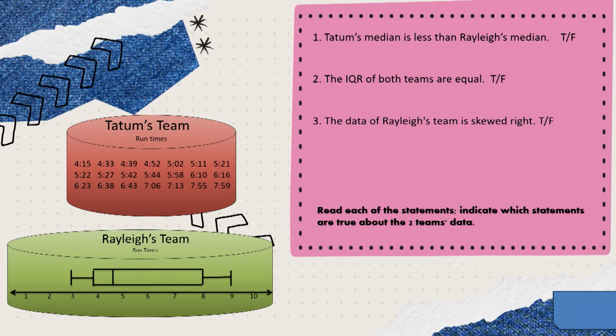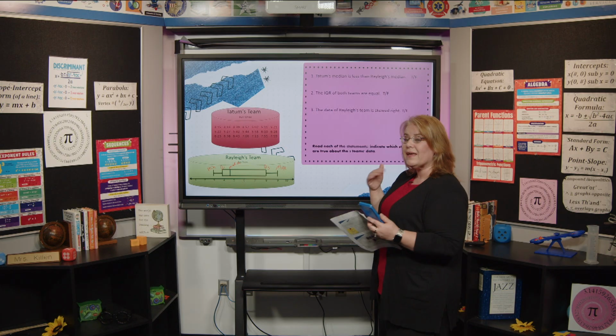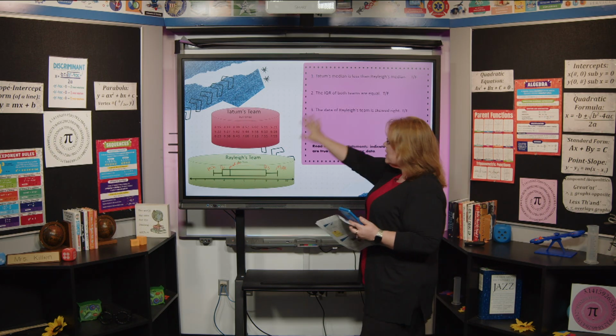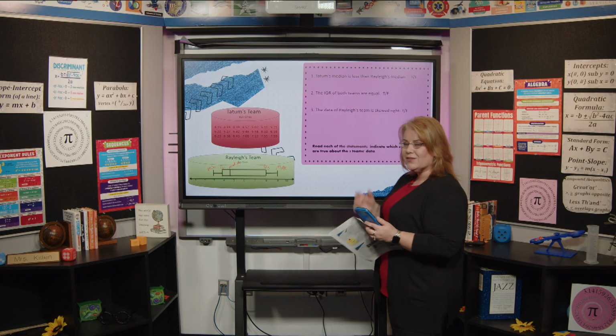So first thing I want to do, since I know Riley's is already made for us, let's go ahead and number what these are. We're going to label this our min, this is our Q1, this is our median or our middle, this is our Q3, and this is our max. Now, Tatum's team did not give us those numbers, so we're going to have to put them in our calculator. So go ahead and grab your calculator. I'm going to pull the one up here on the screen. Make sure that you've got your numbers for Tatum, and let's go ahead and plug them in.